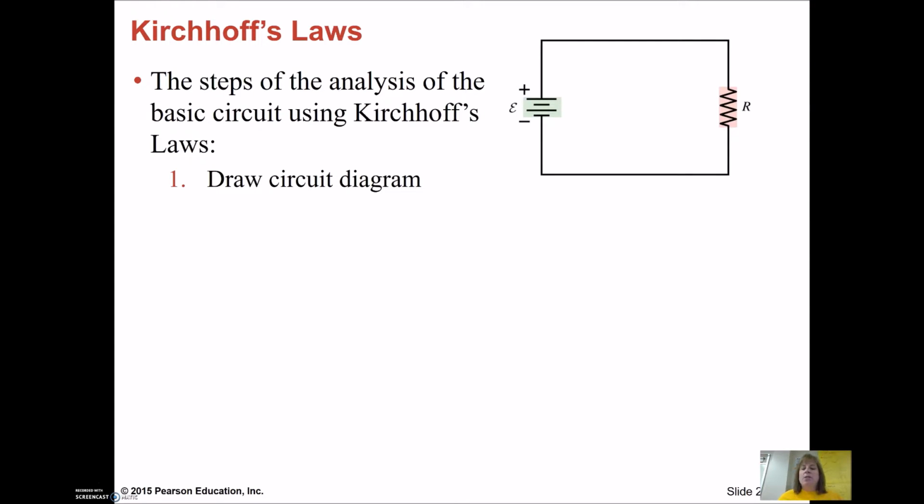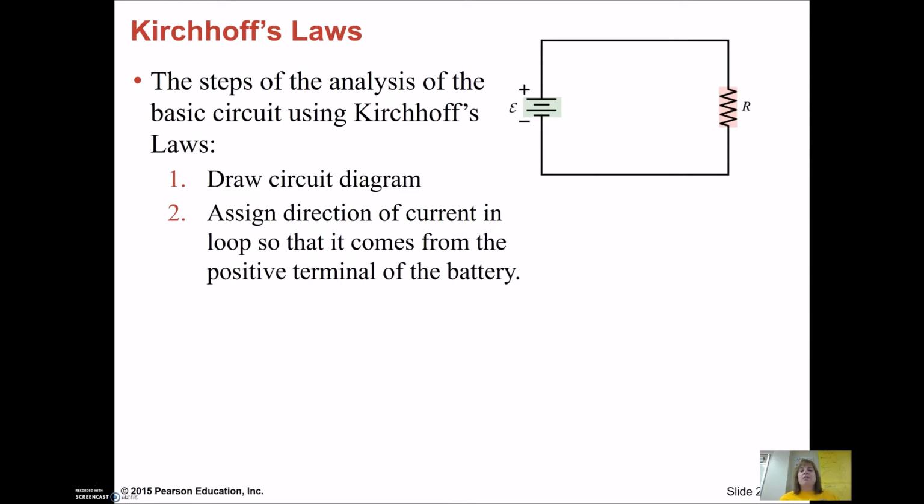Now let's look at how we use Kirchhoff's laws to solve circuit problems. The first thing, if you haven't been provided a diagram, draw one. A picture is worth 1,000 words when we're dealing with circuits. Always assign direction of the current so it comes from the positive terminal of the battery, because remember, we follow conventional current.